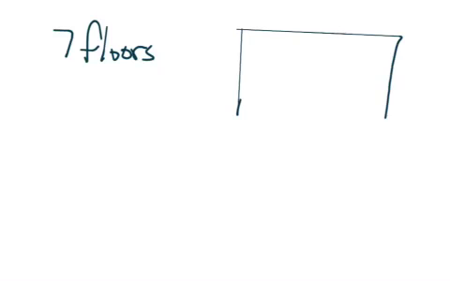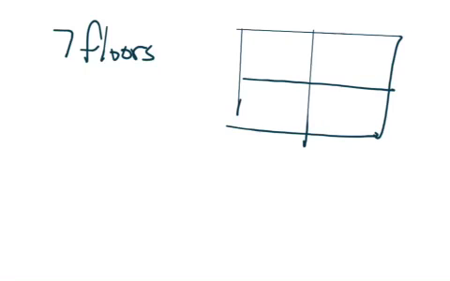My next problem says the art museum has 7 floors. Each floor has 4 rooms with 25 paintings in each room. What is the total number of paintings in the museum? All right, so I have 7 floors. Each floor, here's a little picture of my floor, has 4 rooms. Each room has 25 paintings.